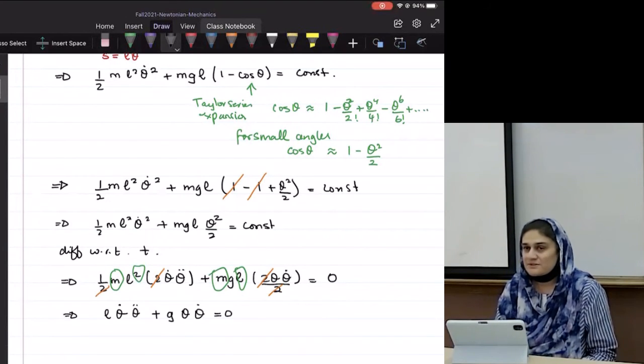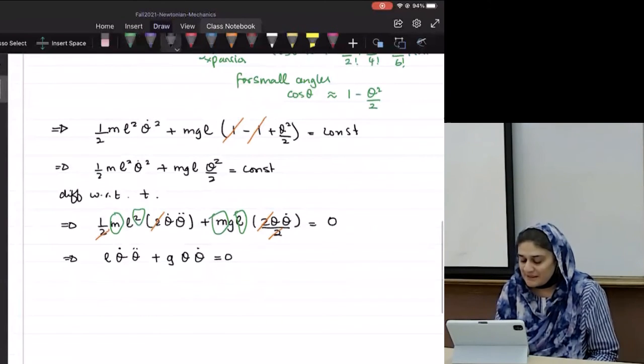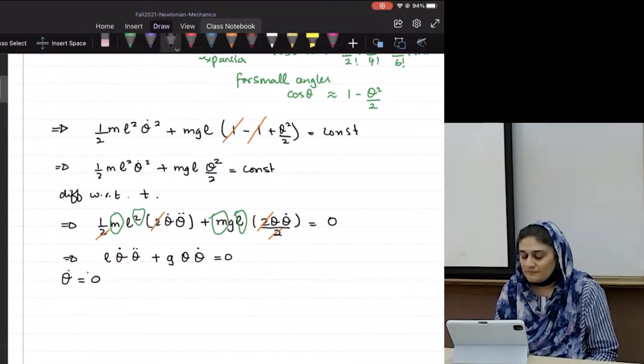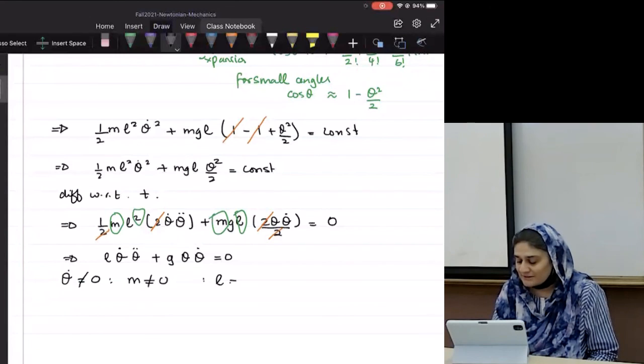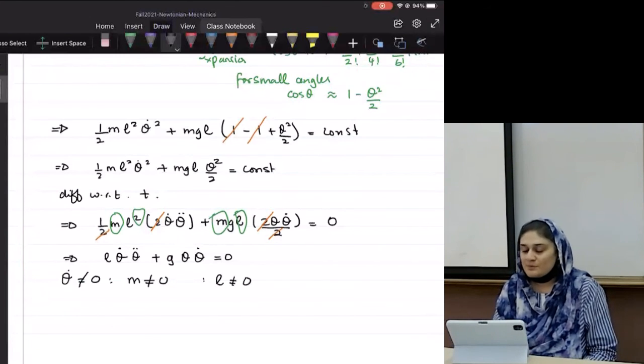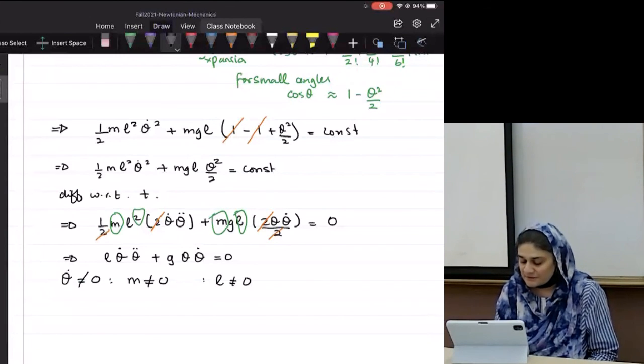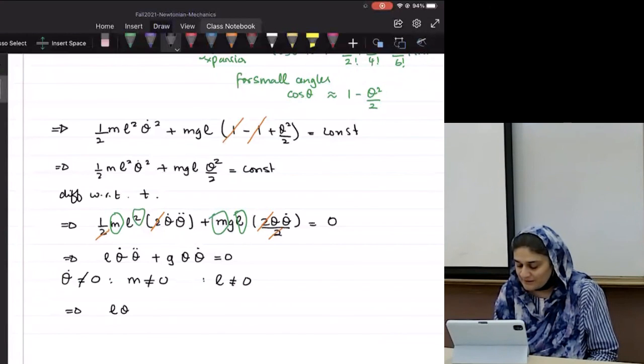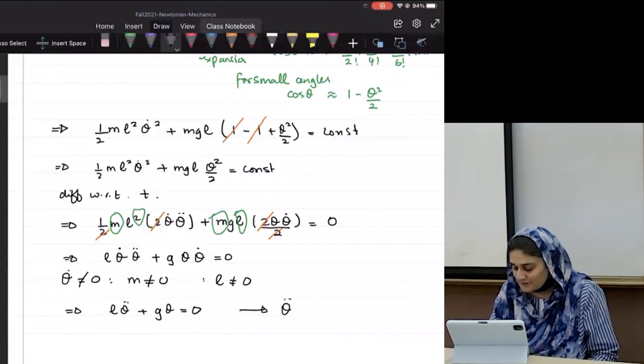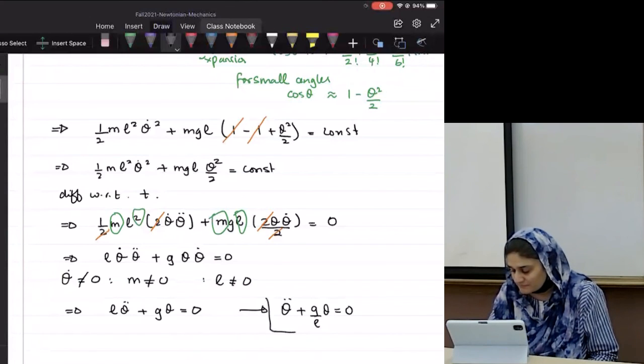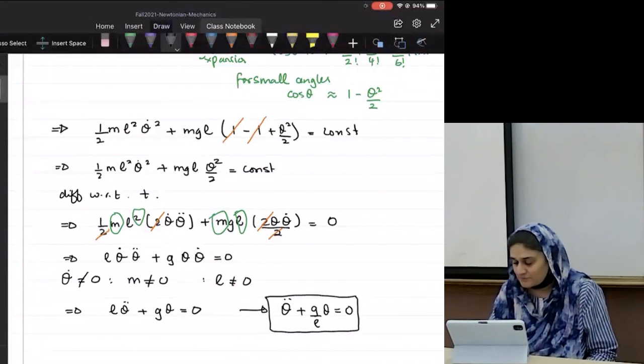Is theta dot equal to 0? No. Is m 0? No. Is L 0? No. So what is the only possibility left? L theta double dot plus g theta equals 0, or theta double dot plus g over L theta equals 0. Is that not the equation we were looking for?